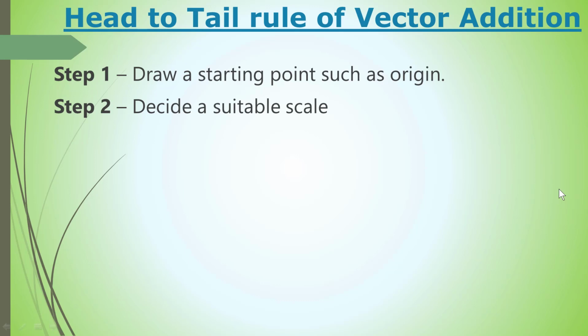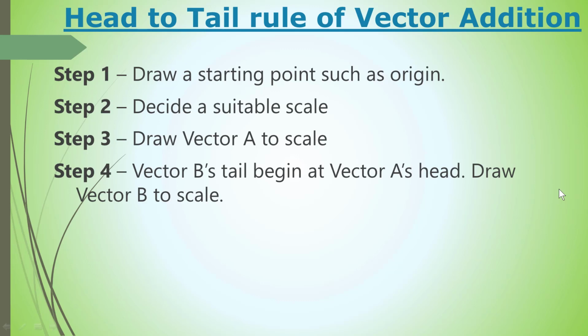Let's say we say that 20 Newton is equal to 1 centimeter. So 100 Newton will be equal to 5 centimeter. So instead of drawing 100 Newtons, we can draw a 5 centimeter line. So the decision of a suitable scale is important. Step 3, draw vector A to scale. We will draw the first vector. Step 4, vector B's tail begins at vector A's head. Draw vector B to scale.